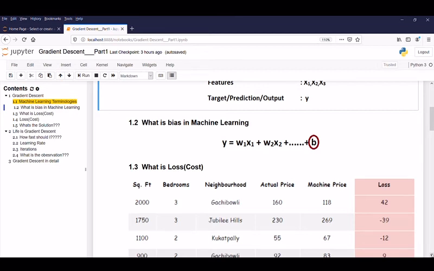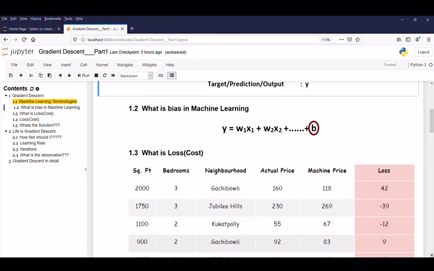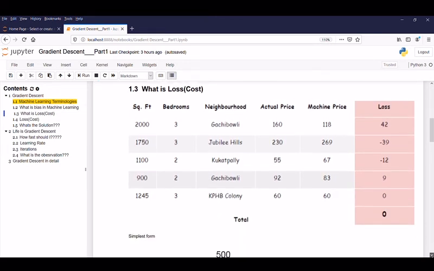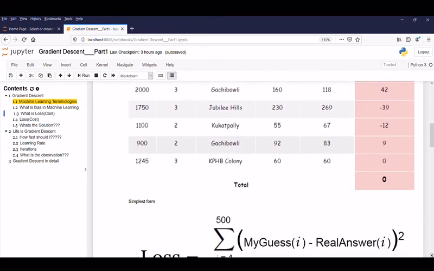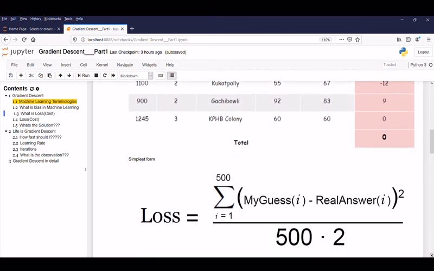Let's look at how training happens in a machine learning algorithm with the help of house price prediction. This is a common and familiar use case, right? Here we calculated the loss. Loss is nothing but the difference between the actual and predicted values. Let's understand with the simplest formula. This is nothing but a loss function.